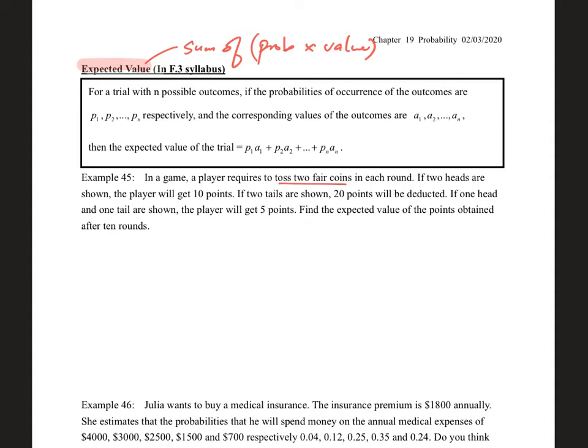You're tossing two fair coins. Fair coins means 1/2, 1/2 for head and tail. Now there are several situations. First, two heads are shown, 10 points. Two tails shown, 20 points deducted. Read the keywords carefully: deducted. Last, one head, one tail, 5 points. So you can see there are some situations with certain values, that means the points over there, and you are asked to find the expected value.